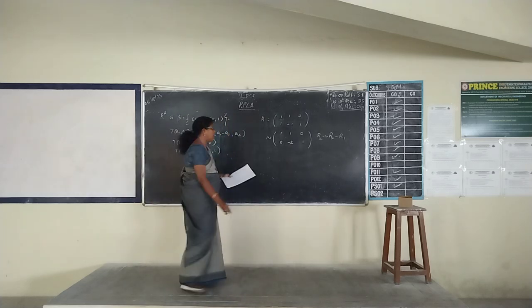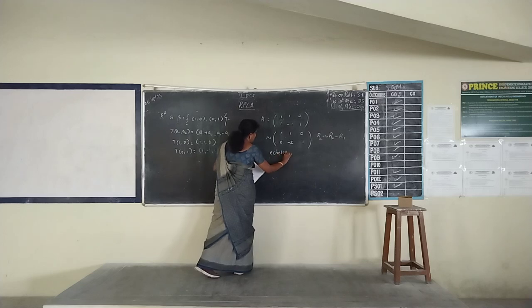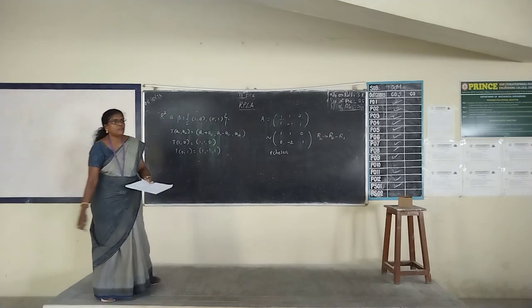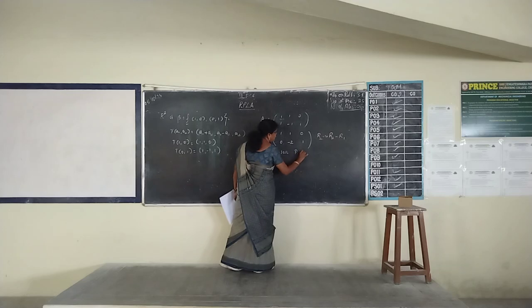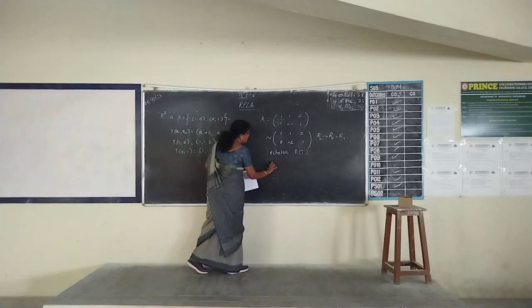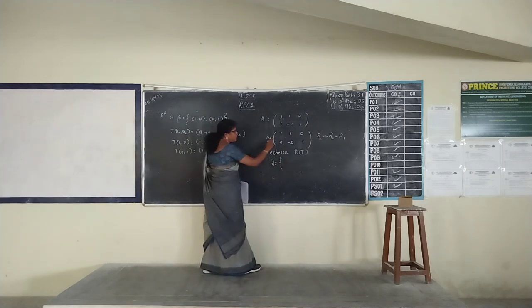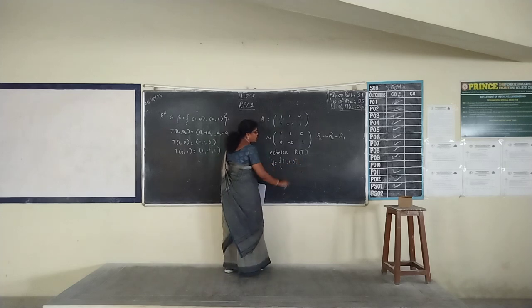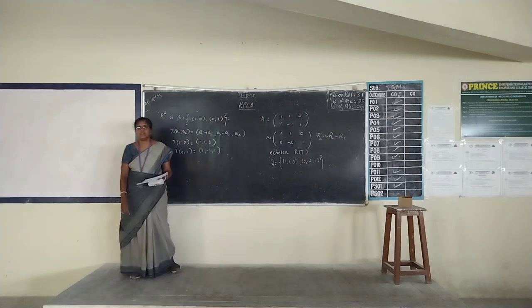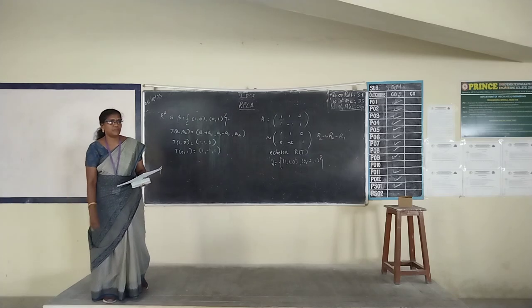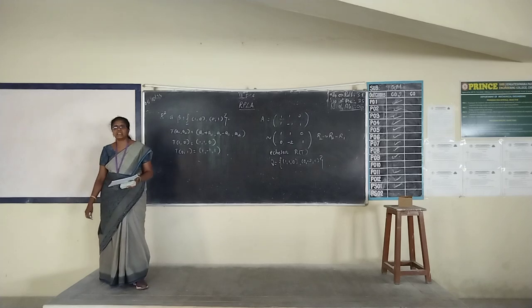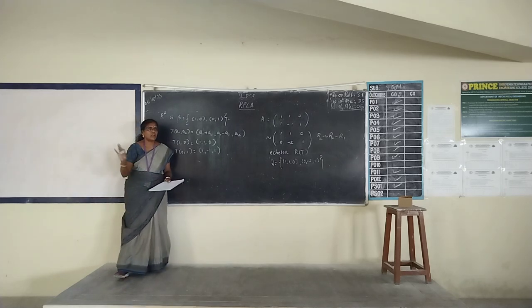So right, the non-zero rows from the echelon matrix are the basis of R of T. So we have got the basis for the range.